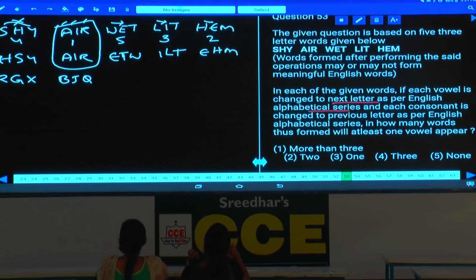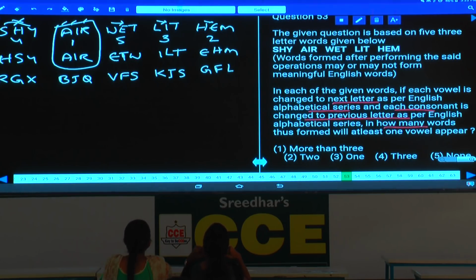W is a consonant. As W is a consonant, it must be minus 1. W minus 1 is V, F, and this is S. Here L is a consonant, it must be minus 1. L minus 1 is K, I plus 1 is J, and T minus 1 is S, and for H it is G, E plus 1 is F, M plus 1 is L. Then each consonant is changed to the previous letter.